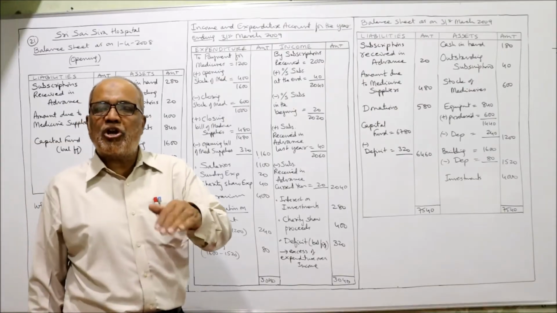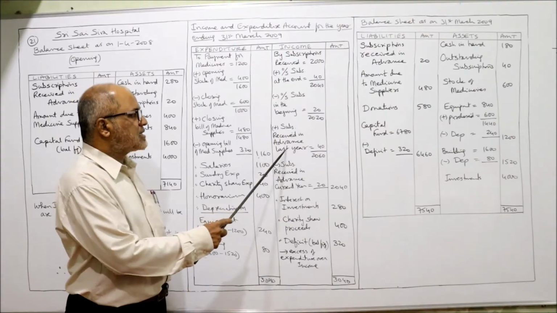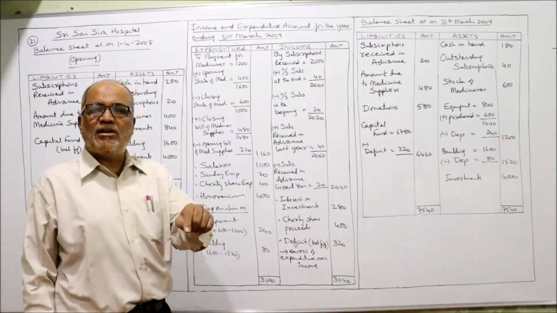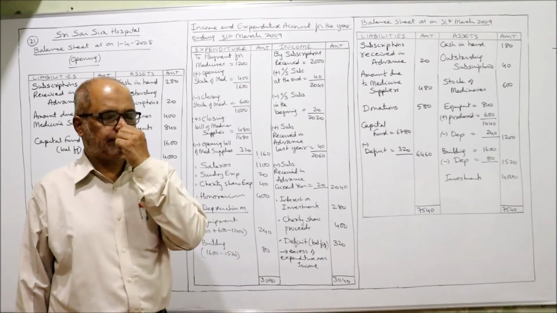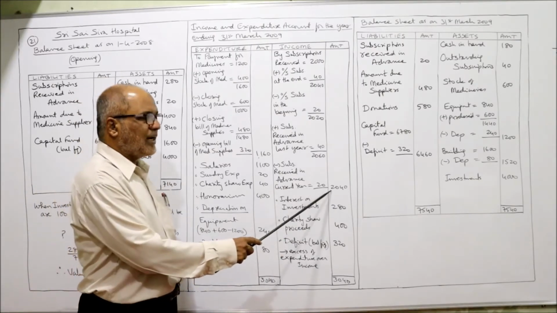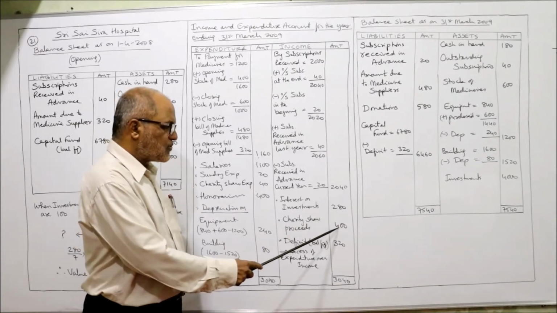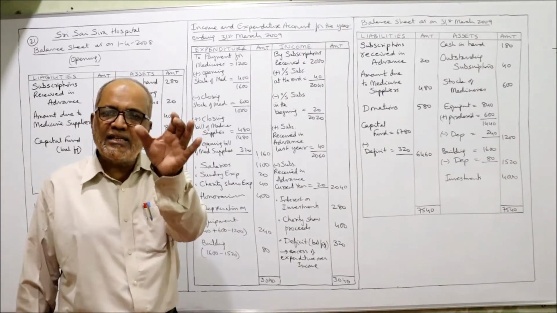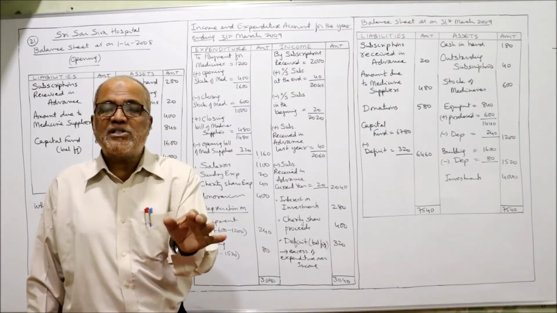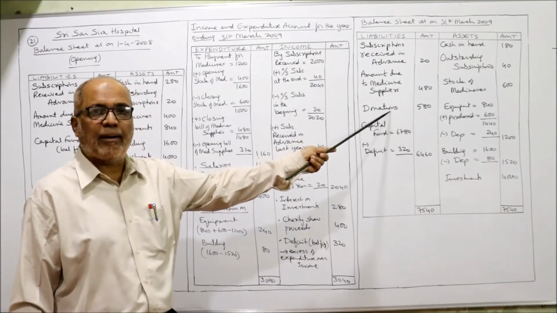Similarly, subscription received in advance at the beginning of the year will be added. Subscription received in advance at the end of the current year will be deducted, minus, so 2040. Apart from that, interest on investment 280, charity show proceeds 400. That's all the receipt side items we have taken. One receipt we have not taken, that is donation, because it is specifically given in the problem that donation should be capitalized. That's why I am taking it on the liability side.